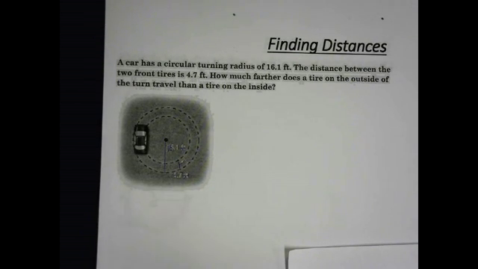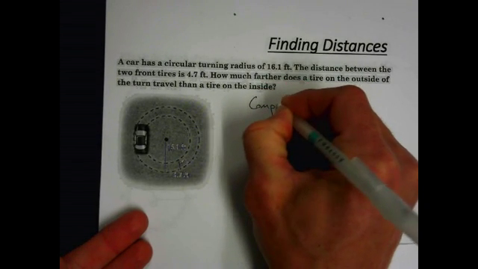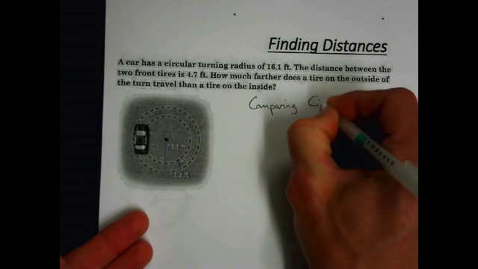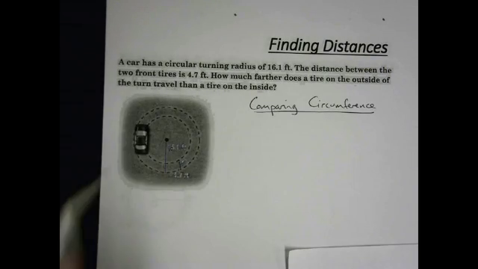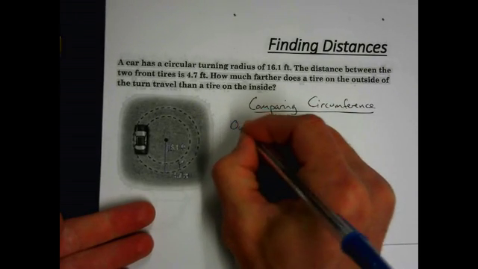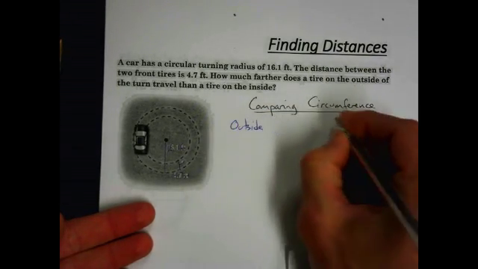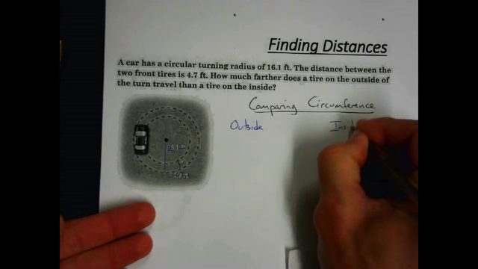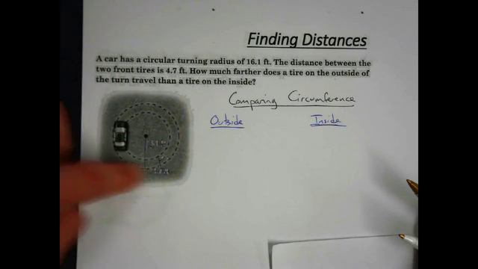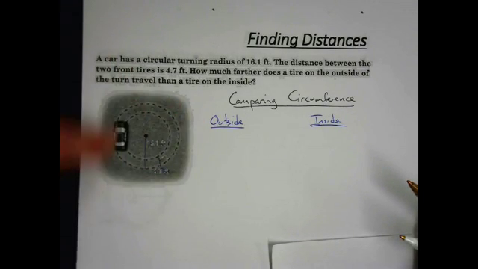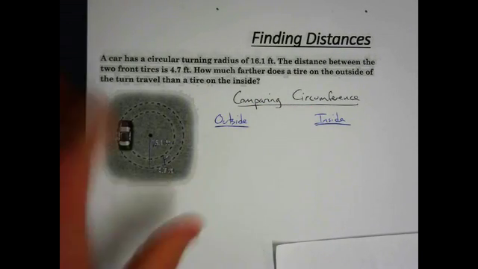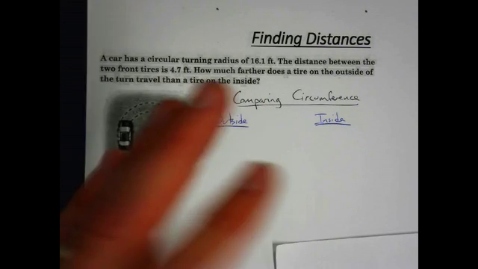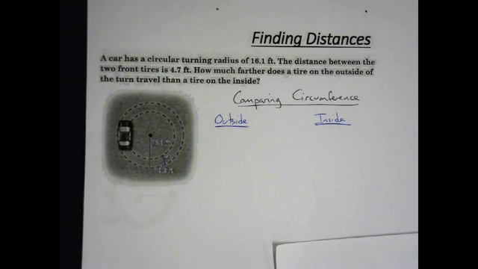So this is a question about comparing circumference, and we have to know that. So we are going to compare circumference. We're going to talk about the circumference of the outside tire versus the inside tire. So hopefully you can read this problem and understand that. If not, that's going to be the challenge. So make sure as you read a problem like this, you understand we need to start comparing circumferences.